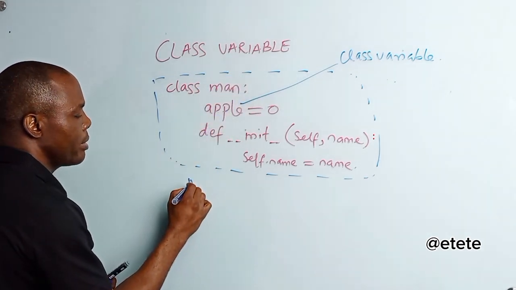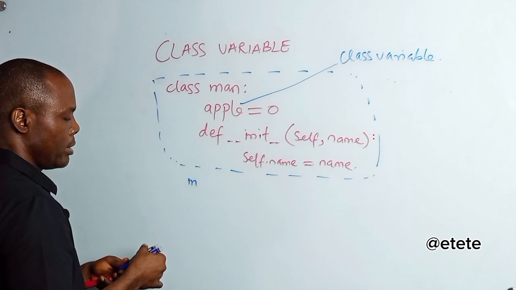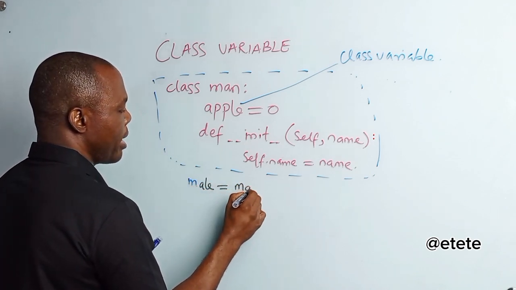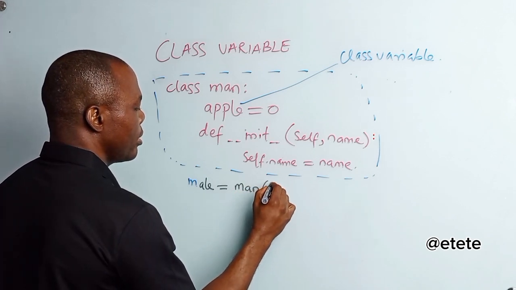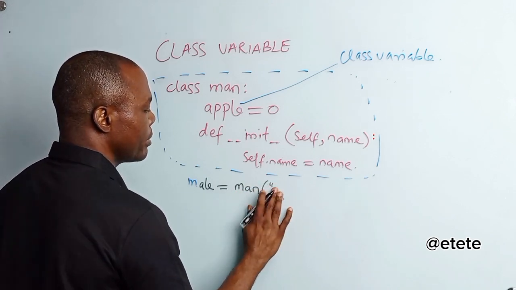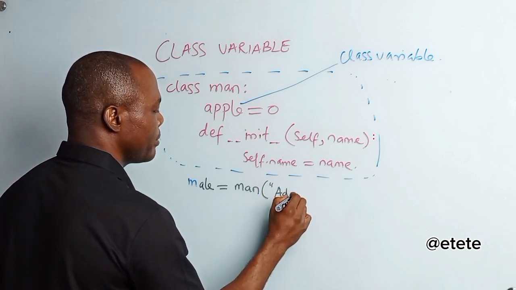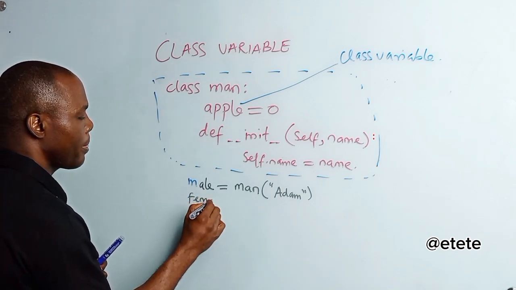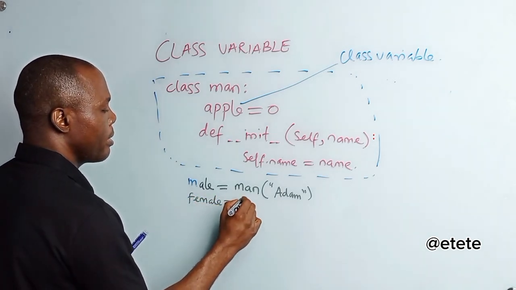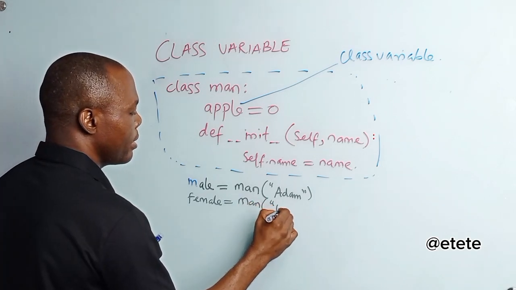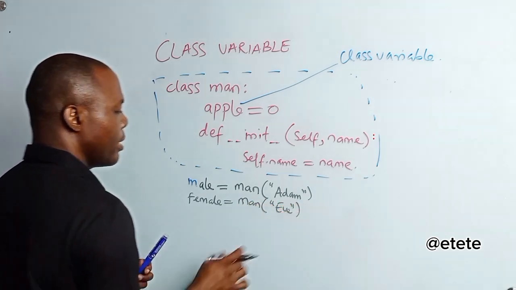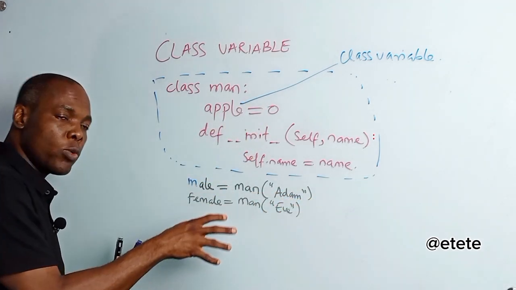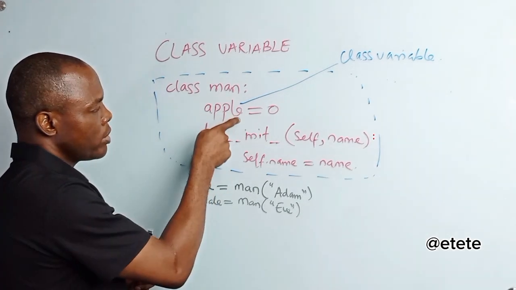So you will say male, let's say male, right? You call man, and then you will give it apple, Adam, right? That is the name you are supplying. Then you come here, you say female, man, if. Now you've created an object of this class, right? And the name is this. But that is not what we are looking for, is not to print out the name. We are concerned about this, which is what?